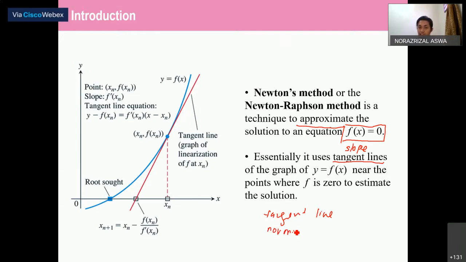Okay, we are not going to use the normal line here. We are just going to use the tangent line and the idea of slope. Okay, so the tangent line of the graph of y equal to f(x) near the point is used to estimate the solution where f(x) is 0. So one of the keywords here is near the point. Okay, so if you have some point far from our root and you try to estimate, normally there will be error. But again, the concept of near is relative.